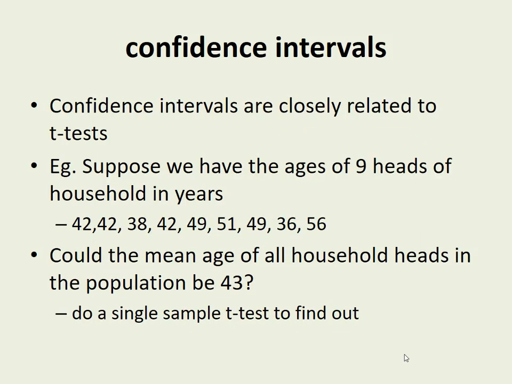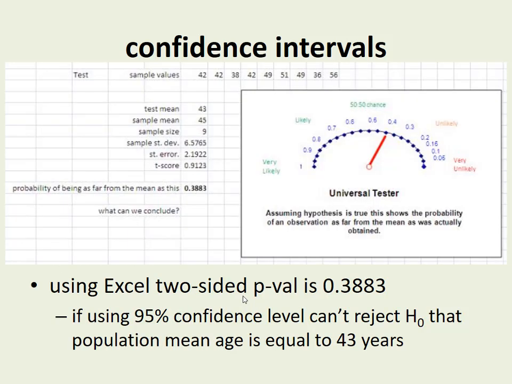How you actually calculate them, well, they're closely related to t-tests. For example, suppose you had 9 heads of household in a sample. These are the ages of heads of household. You can use that to, for example, answer this question. Could the mean age in the population be 43? So to answer that, you do a single sample t-test.